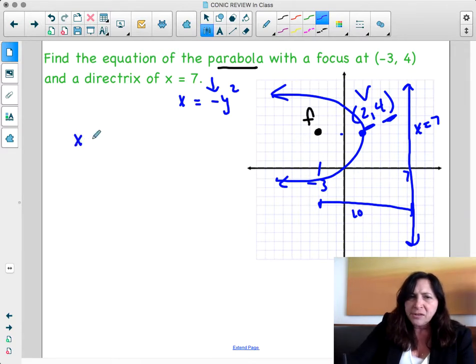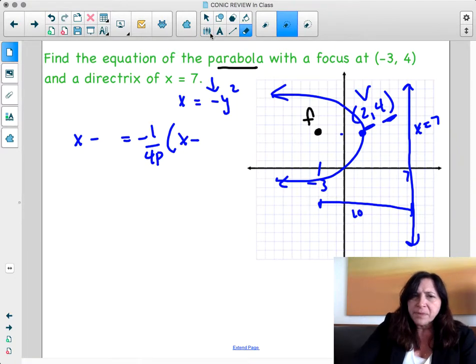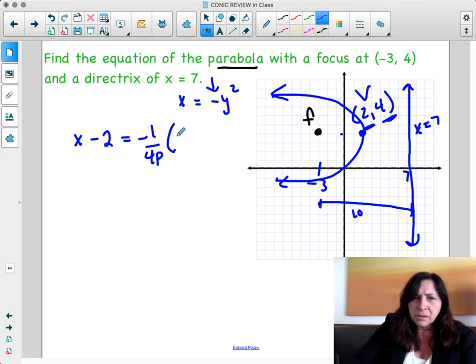So my vertex is 2, 4. Remember, this 2 goes with x and the 4 goes with y. So it's going to be x minus 2 is equal to negative 1 over 4p times the quantity, oh, hold on a second, I messed up on that. Y minus 4 quantity squared.